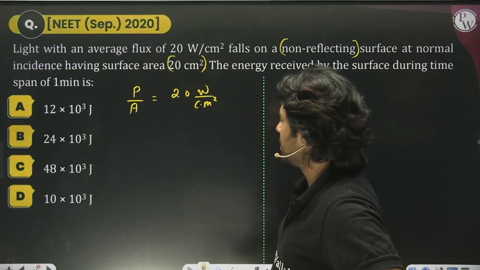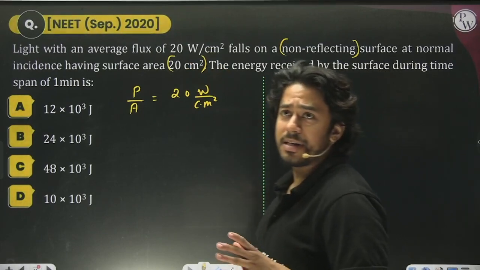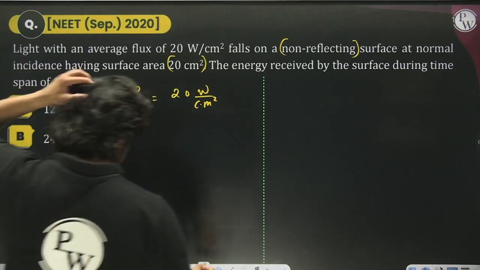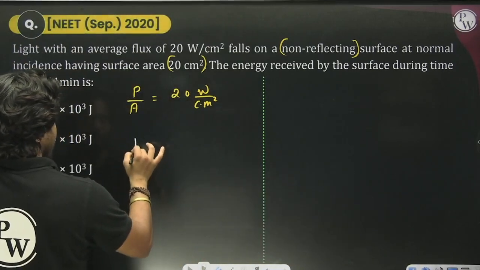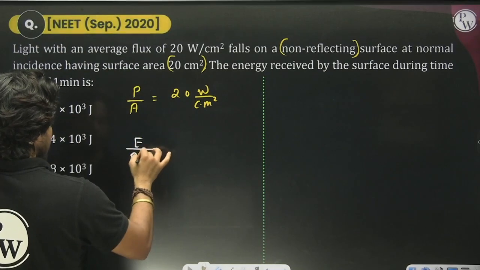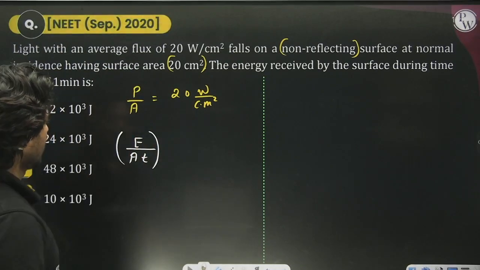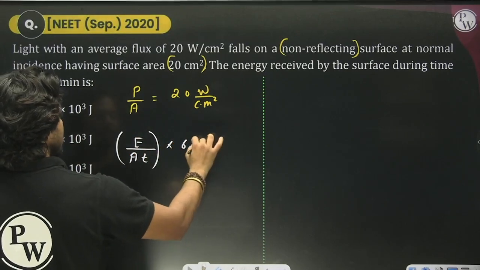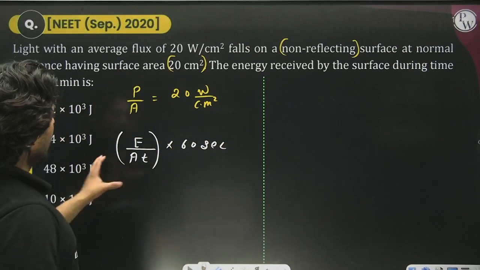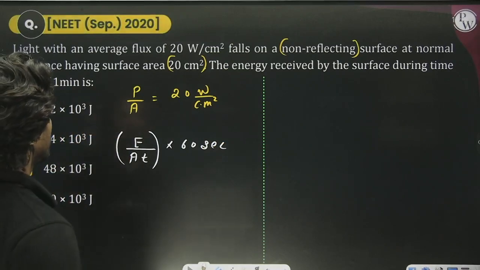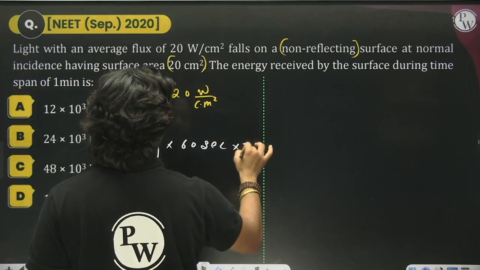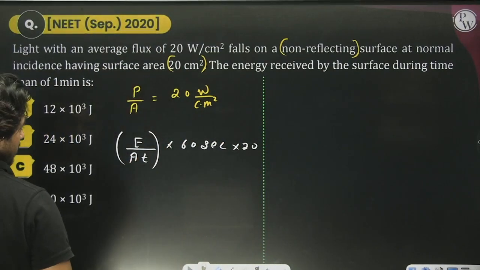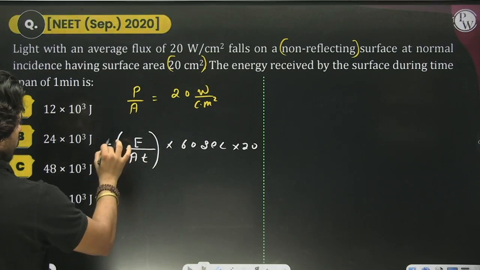How much is the area? Area is 20 centimeter square. Energy received by the surface during a span of 1 minute. Now, what is this flux? This is energy per unit area per unit time. If you need to find out energy, you need to multiply the time. That's 1 minute, that's 60 seconds, isn't it? And this is the energy falling per unit area, so you need to multiply the area also. That's 20. Centimeter square, you need not worry because both are in centimeter square. It gets cancelled out.